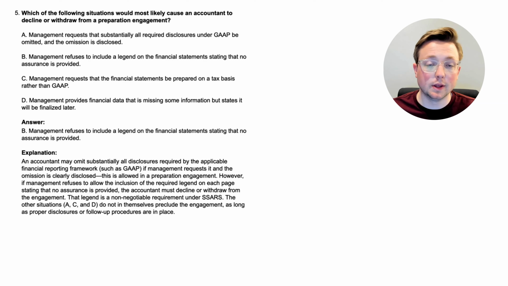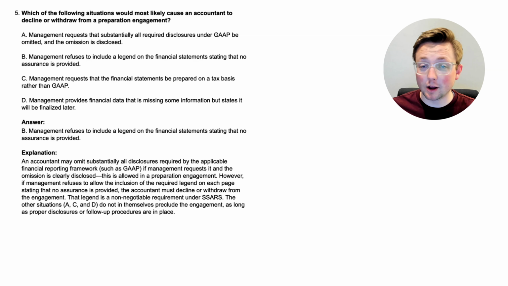Usually you just want to know that you need to withdraw or disengage from the engagement, because if management's not letting you do that, that is a requirement for a preparation engagement, so that's not good. The other situations, A, C, and D, do not in themselves preclude the engagement as long as proper disclosures or follow-up procedures are in place. So we learned a little bit more there about preparation engagement and when they probably wouldn't want to take it or when an accountant would want to withdraw.